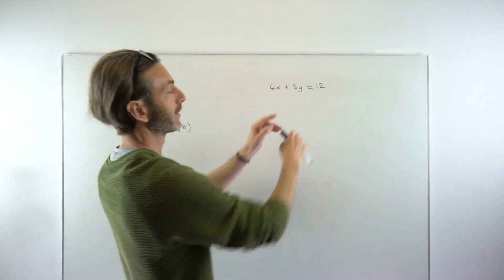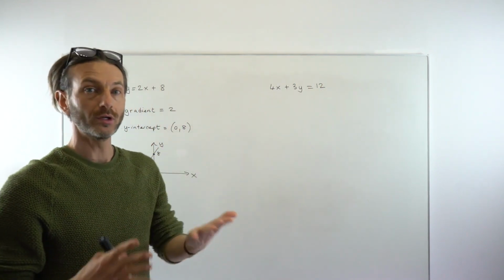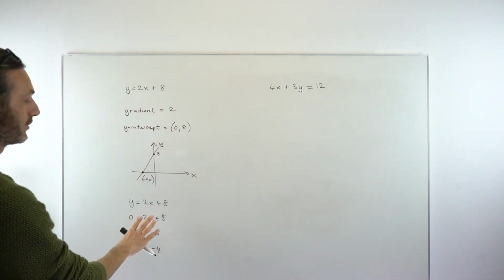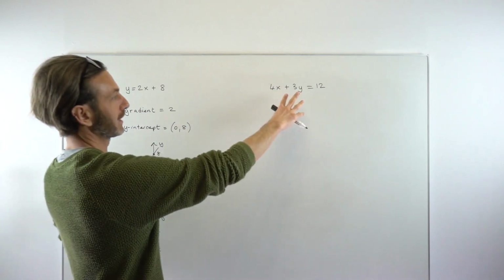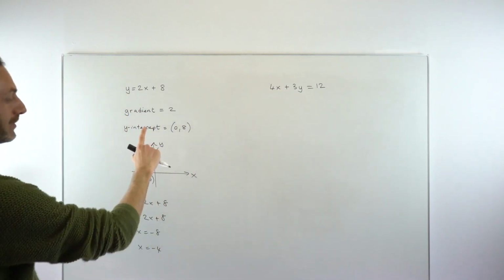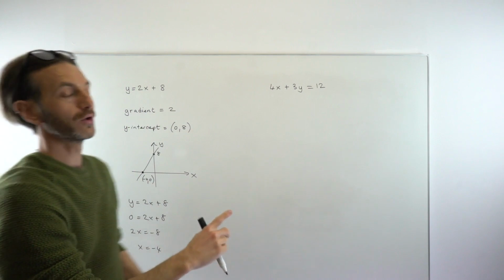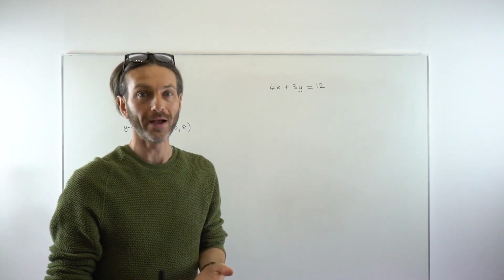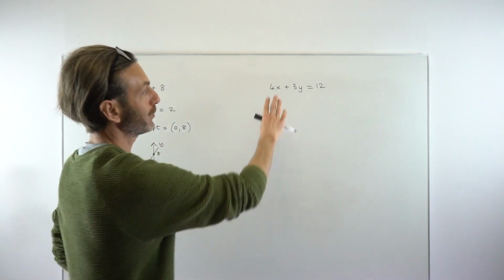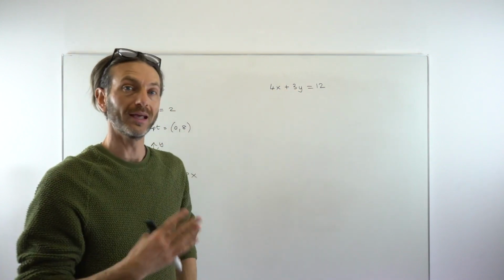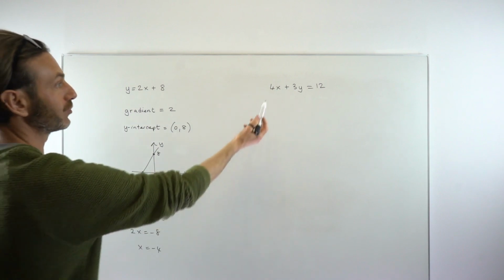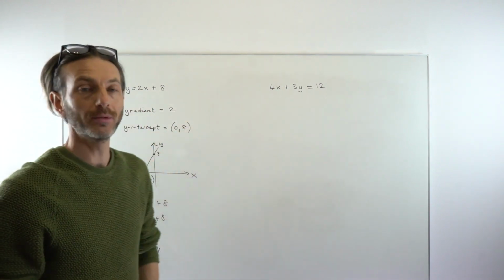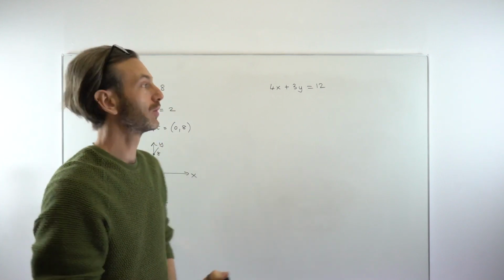This line is not in the correct format. So let's say we're dealing with the same 3 questions, gradient, y-intercept, and x-intercept, for this particular line. Well, the x-intercept and the y-intercept work the same way, because if you're on the x-axis, your y-coordinate is 0, and if you're on the y-axis, your x-coordinate is 0. So we don't really need to adjust the formula to get those values. If we did rearrange the formula into this format, the n number would be the y-intercept. But you don't have to do that.